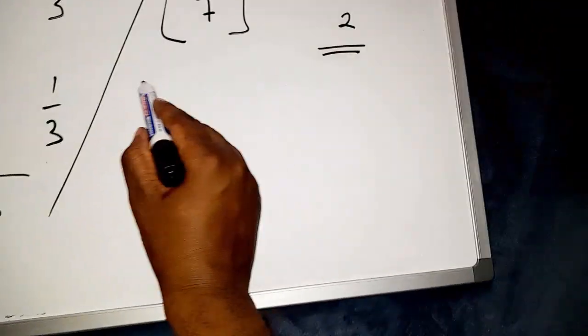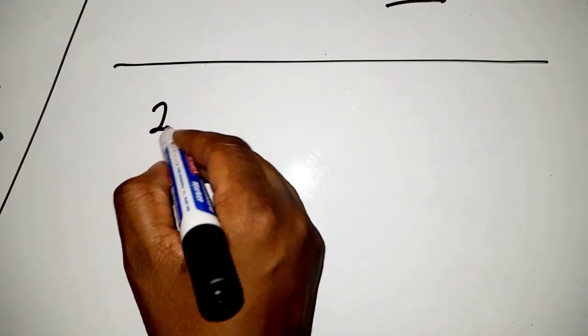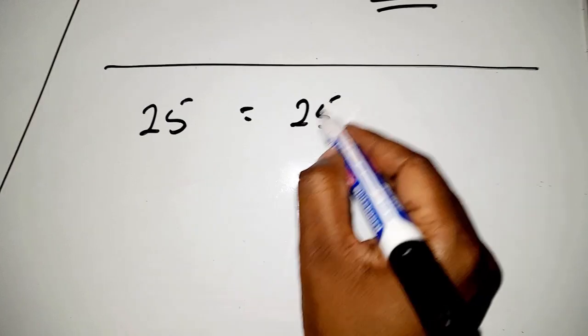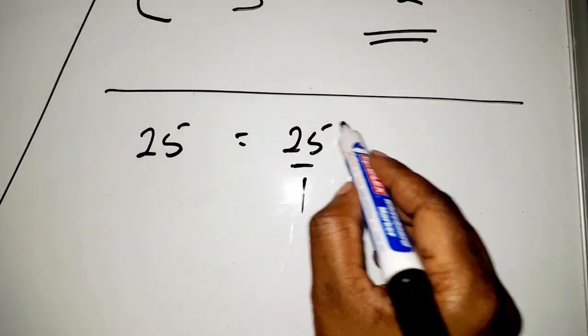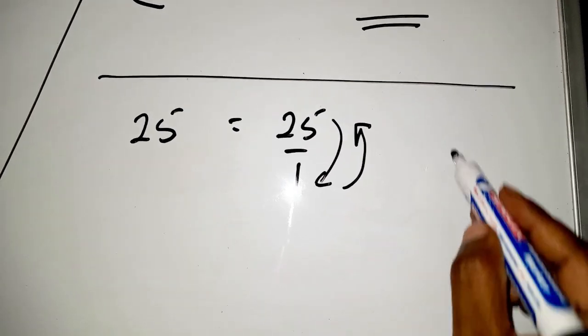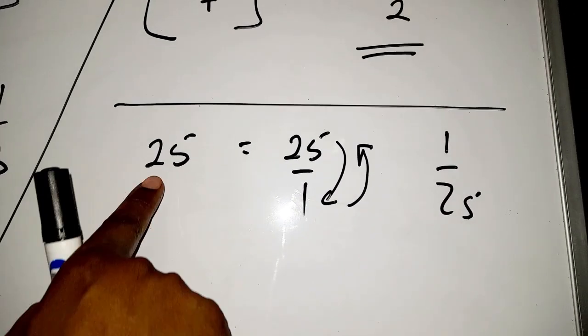Another situation, for instance, we can have something like this. They can say reciprocal of 25. So all you have to do now is to just say 25 over 1 at first, and then you can invert, and hence 1 over 25 is the reciprocal of 25.